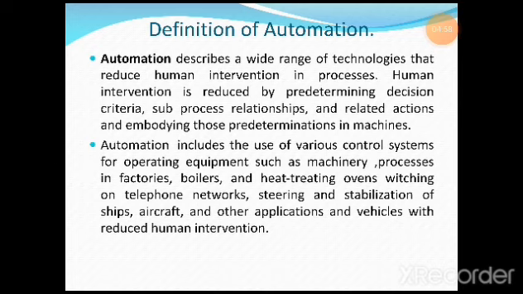In all these processes or production areas, human involvement is very, very less, almost coming to nil, where human operators are used only to some extent to observe the operation in factories and automated firms.